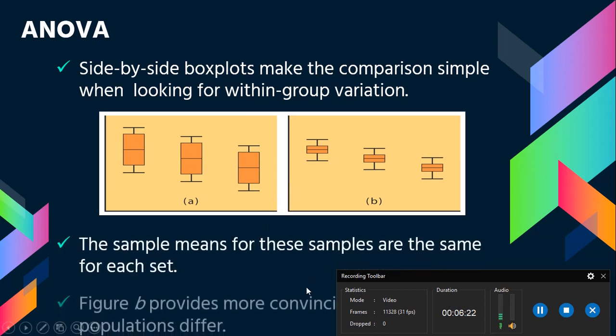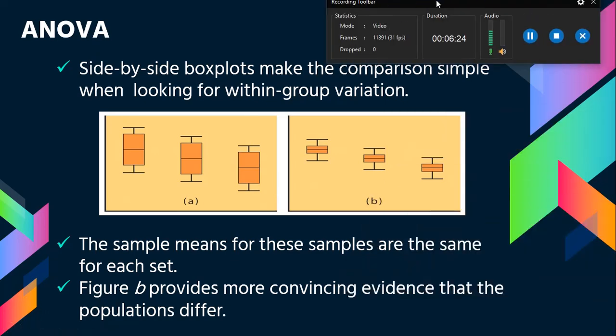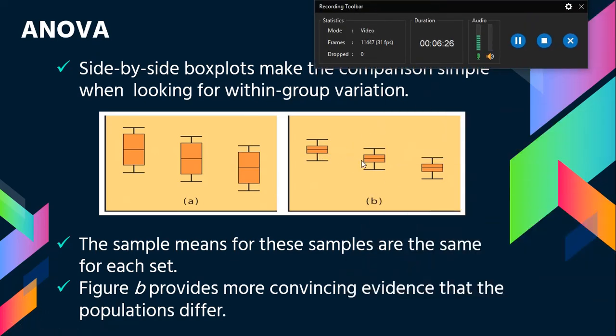For B, the way that it's drawn, it looks a little bit more convincing that the medians are significantly different. Looks like they're starting to fall at the end of each distribution. So group B looks a little more possible of having different means.